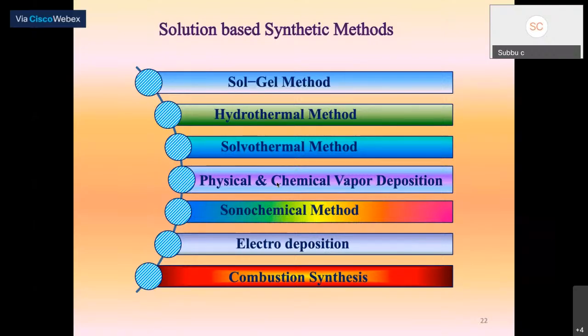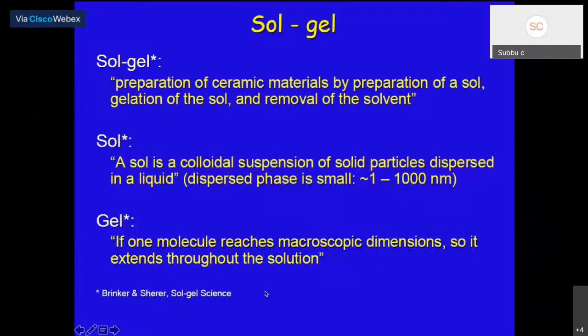Most solution based methods will give you some kind of an amorphous or semi crystalline material. If you really want a good crystalline material, then you need to follow something like solid state. But notwithstanding the limitation, if you still want to do it, you have options. You can go with the sol gel method, the hydrothermal, or something like vapor deposition or sonochemical. I will only tell you two methods: one is sol gel based, and the other, the easiest one, is combustion synthesis.